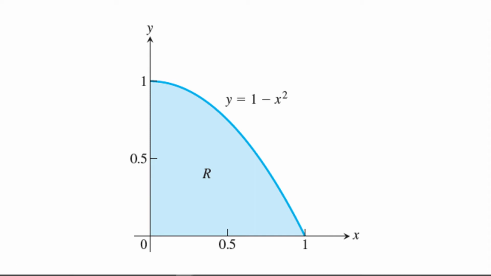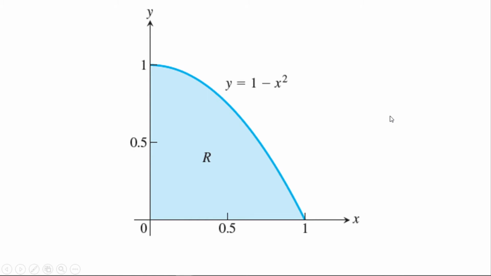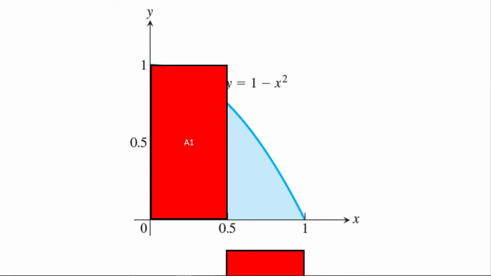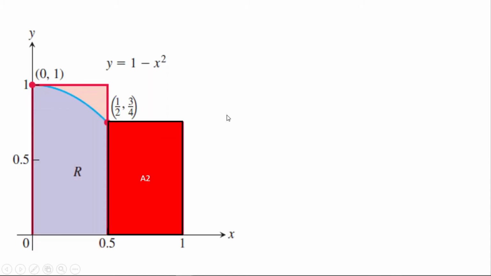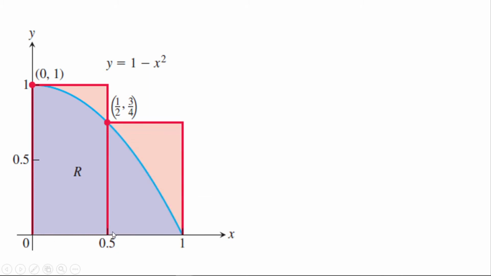Since we do not have yet the method of finding the exact area of R, we can do approximations by containing rectangles on the graph. Now, let us try to contain two rectangles in the graph. As we can see, this is not the best approximation for the area. Each rectangle has a width of 0.5 and a height of 1 for this one and 0.75 for this one.